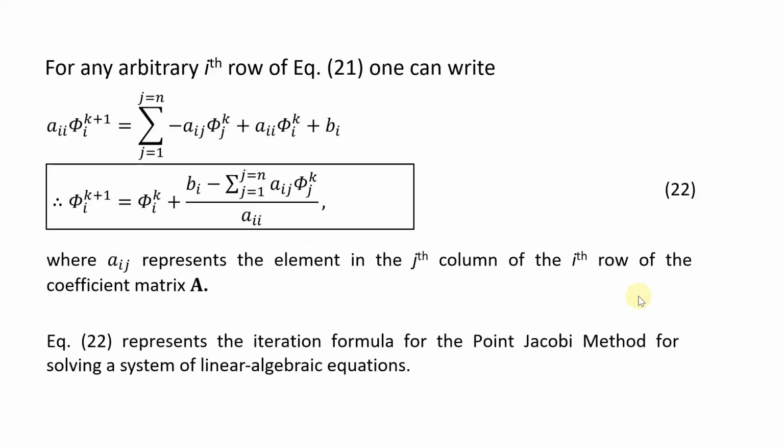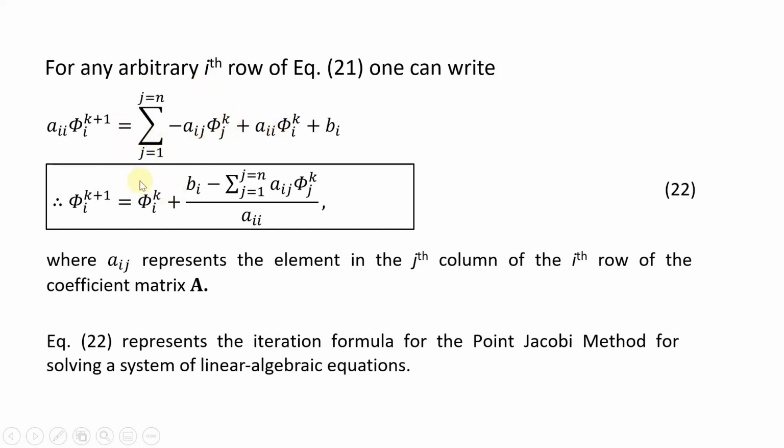So for any arbitrary row, the ith row, equation 21 becomes a_ii phi_i in the k plus 1 iteration is equal to the summation from j equal to 1 to j equal to n, but it does not include actually j equal to i, because j equal to i corresponds to the diagonal elements of matrix N, which are already 0. So what we do, we add the diagonal elements and we subtract the diagonal elements, and when we subtract, this gets added up with this summation convention.